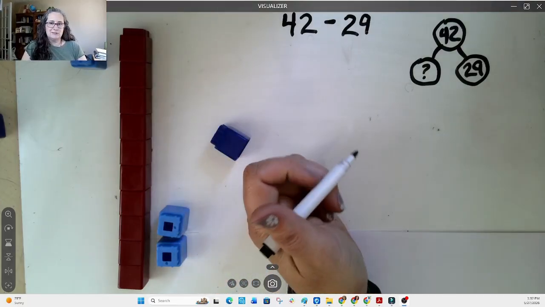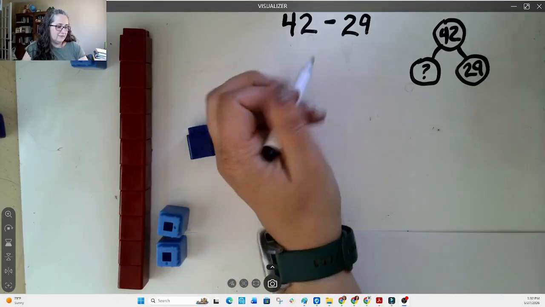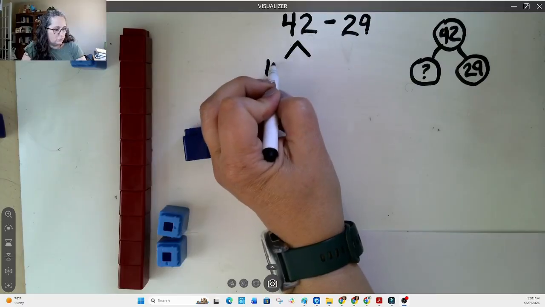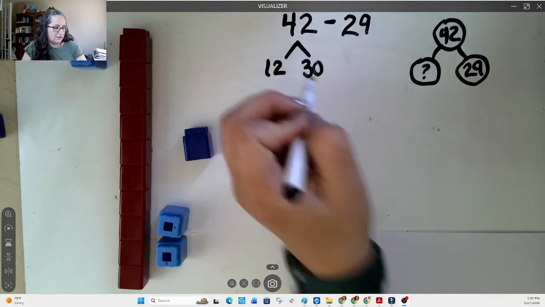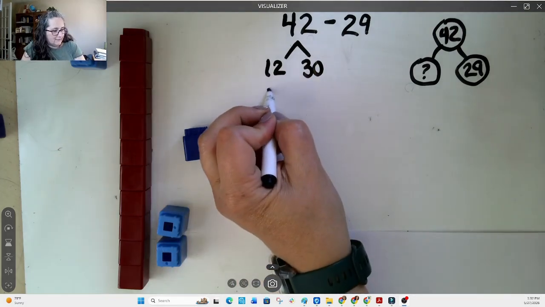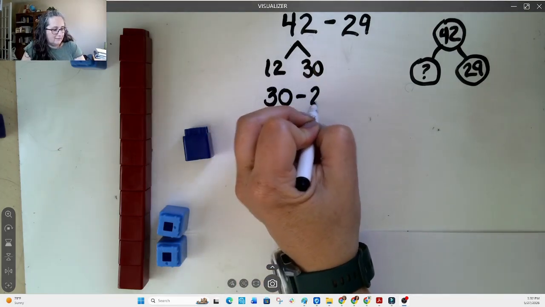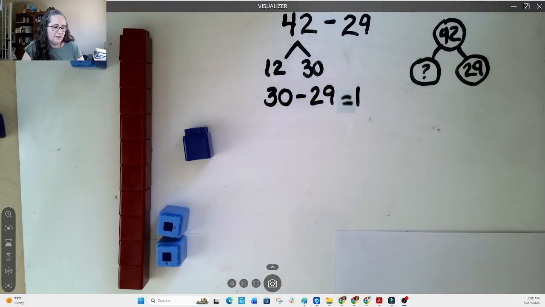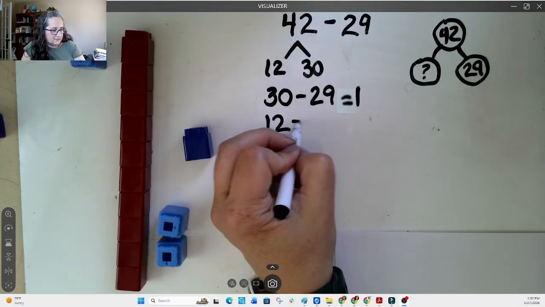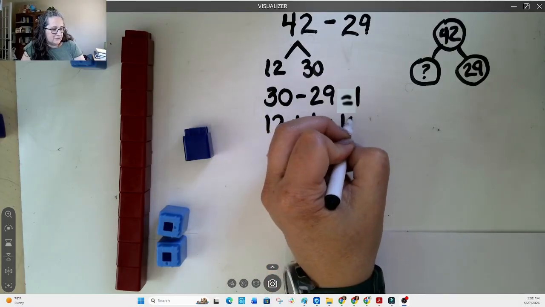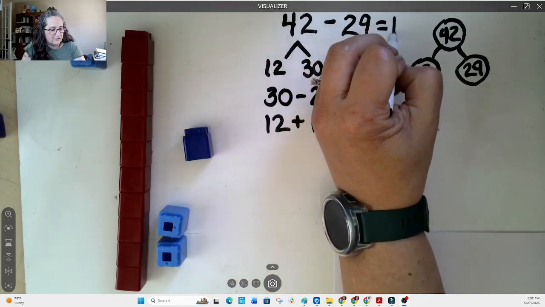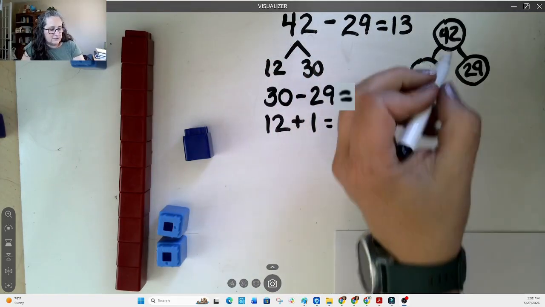So let's think about what this looks like when I write it. We started with 42 and we broke it up into 12 and 30. Then we took away 29 from my 30 and had 1 left. And then we had 12 plus the 1 left gave us a total of 13, which means 42 minus 29 equals 13.